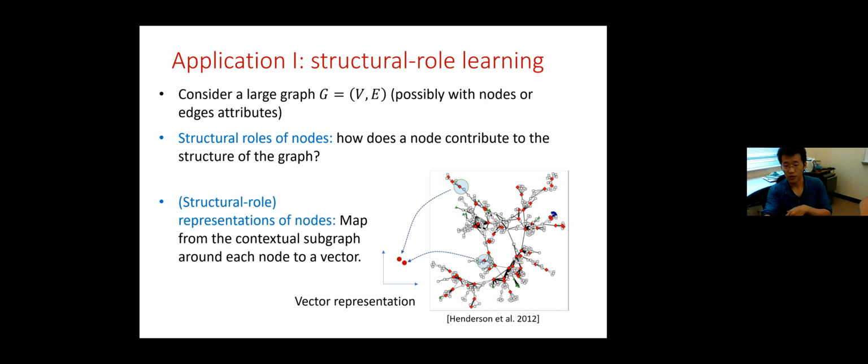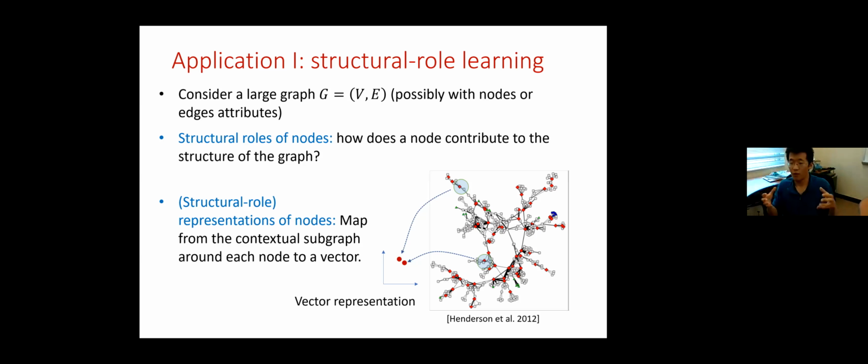To identify these structure roles of different nodes, essentially we may use graph representation learning. Graph representation learning will map the contextual subgraph around each node to vector representations, which encode their structure role information. But note that possibly two nodes, although they are far away from each other in the network, may have similar structure roles.